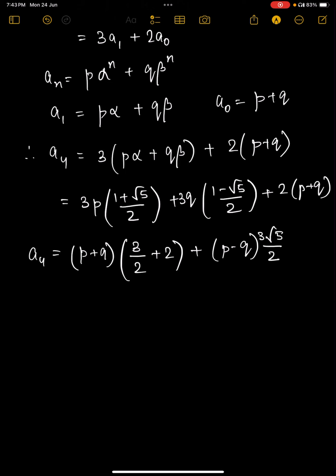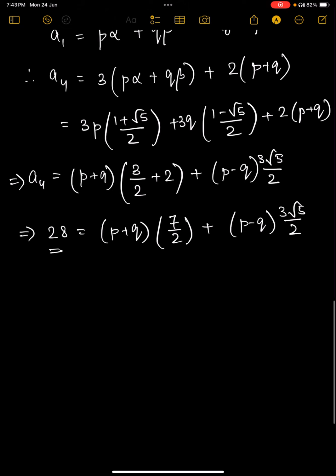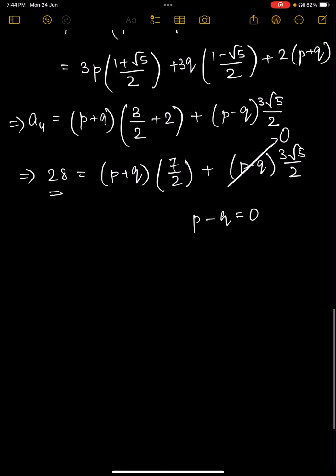Now, this is actually equal to a subscript 4, which is 28, equal to p plus q into 7 by 2 plus p minus q into 3 root 5 by 2. Now, on the left hand side, we do not see any root term. So we can very well say that the coefficient of root 5 will be equal to 0. So we will say that p minus q is equal to 0. And what we have now is p plus q into 7 by 2 is equal to 28.